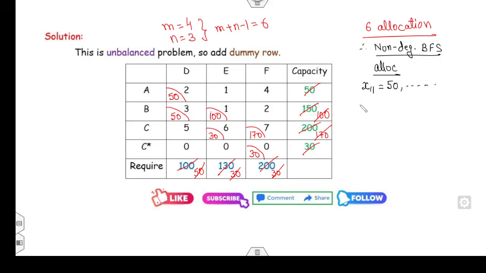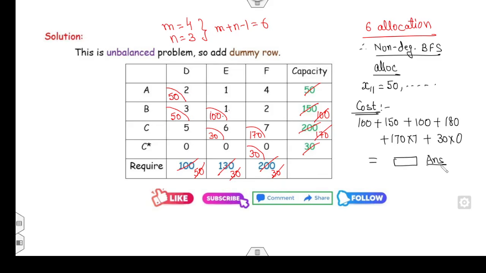You can write them, and the initial cost is 15 into 2 plus 15 into 3 plus 100 into 1 plus 30 into 6 plus 170 into 7 plus 30 into 0, and you will get the required answer of the problem.